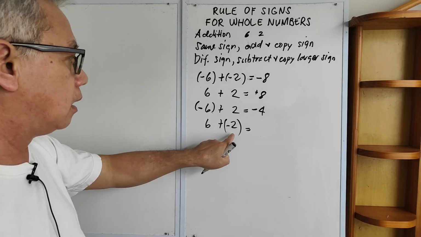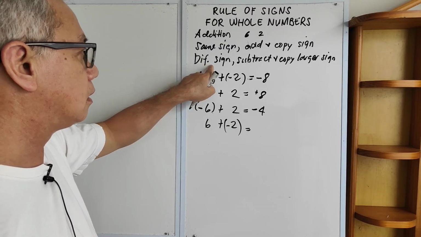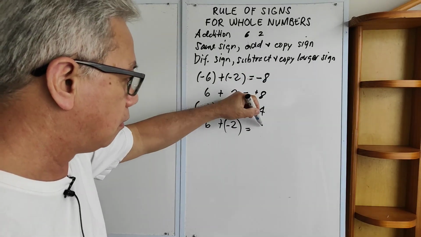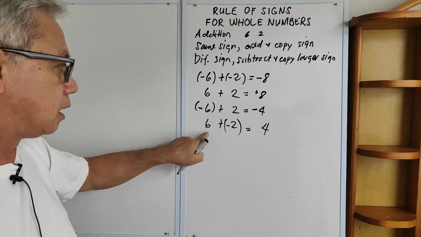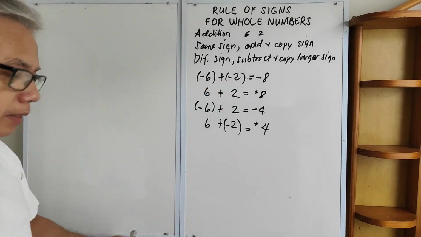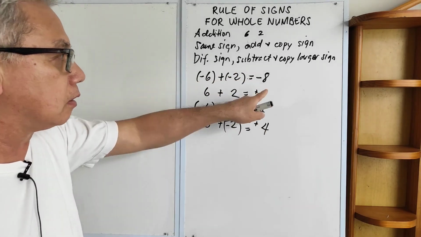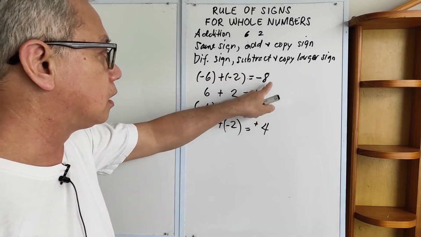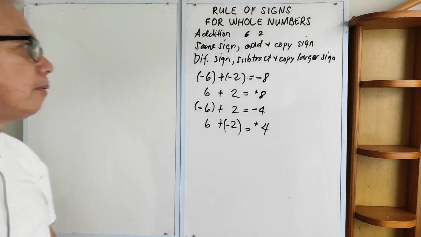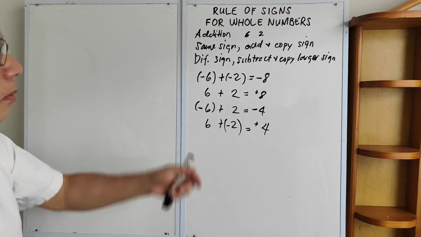In here, they have different signs. This is positive, this is negative. We subtract and copy the larger sign. 6 minus 2 is 4. And then the larger sign is 6, which is positive, so this is positive. And you will notice the answer will be different, although they have the same numbers. This is negative, this is positive, positive, negative, positive. So that's for addition.